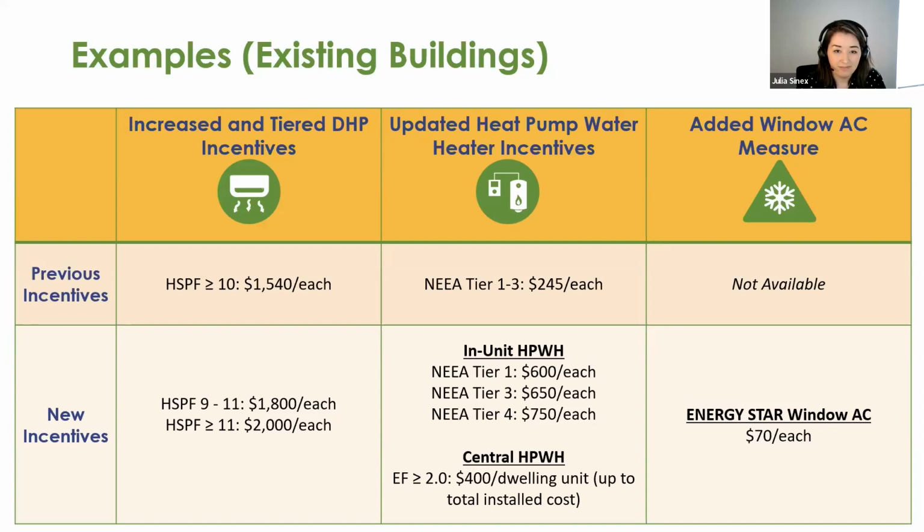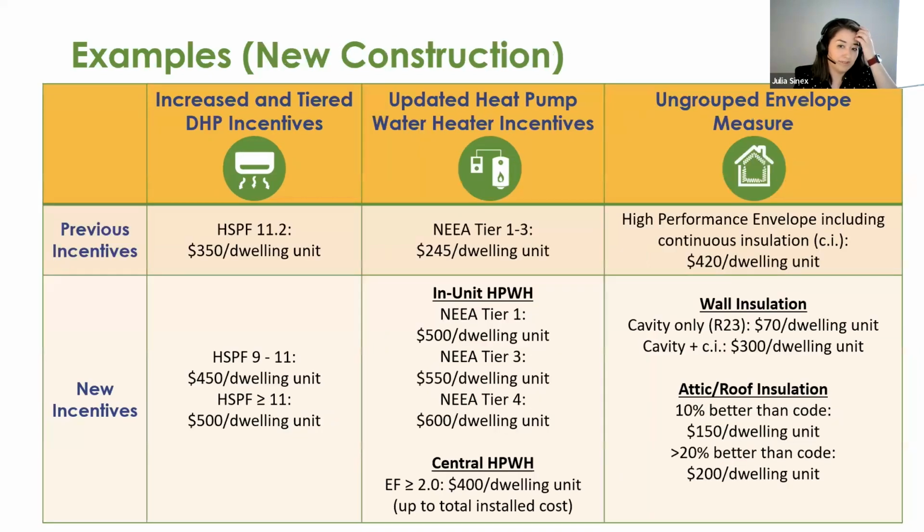And similarly for heat pump water heaters, we're also offering tiered incentives to reward higher efficiency models. And we're also offering incentives for central heat pump water heaters. The last example, we've added a new measure, which is Energy Star window ACs, and that's available for both existing buildings and for new construction. So next slide, please. And I'm going to show you some new construction examples.